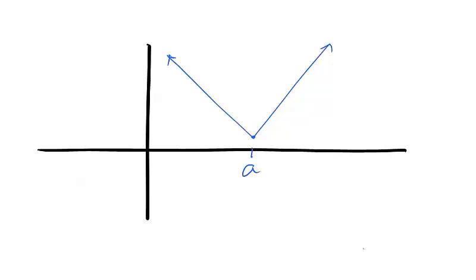A quick warning, sometimes we cannot take a derivative even though the function is continuous. For instance, the function is continuous at a, but the tangent line from the left and the tangent line from the right have different slopes. Therefore, the derivative at x equals a does not exist.